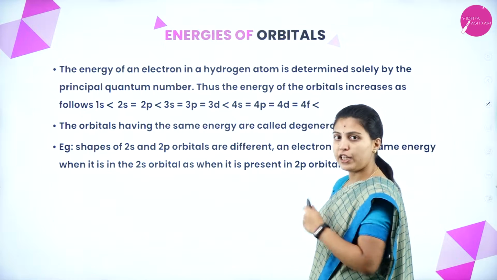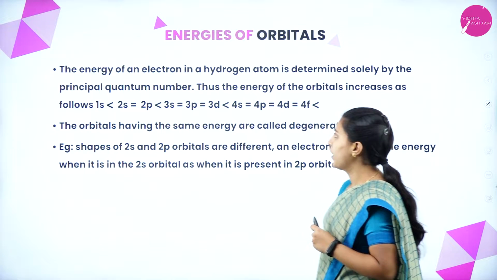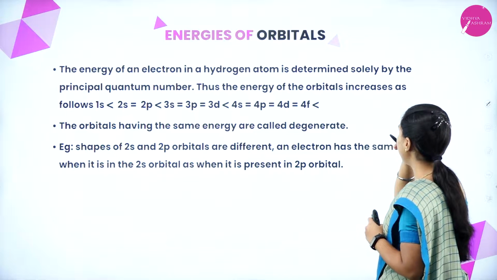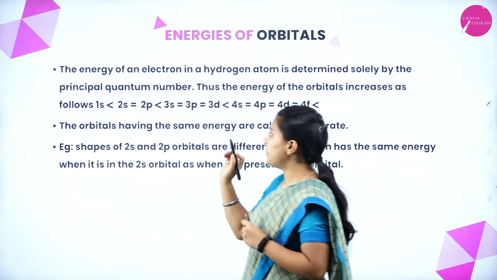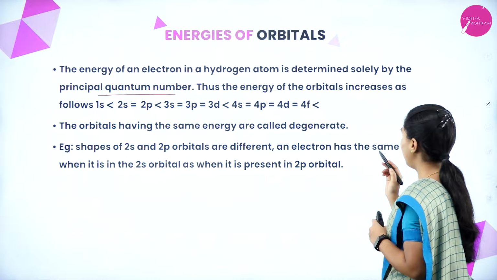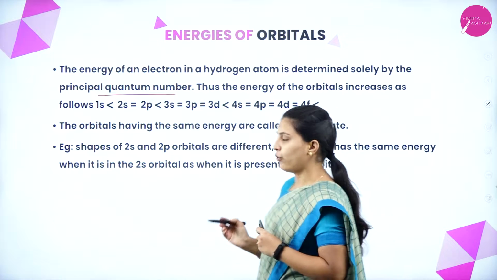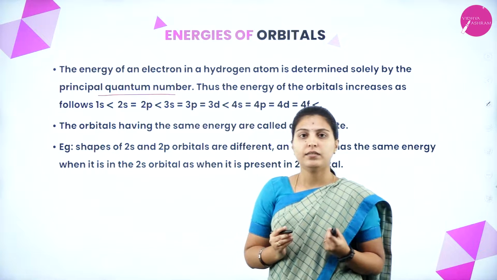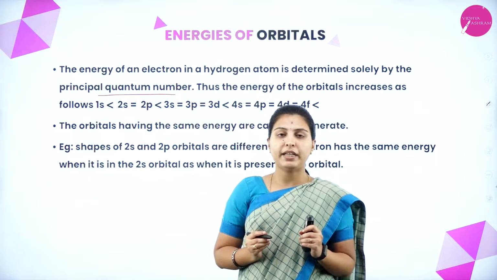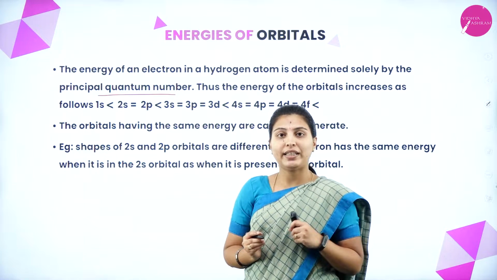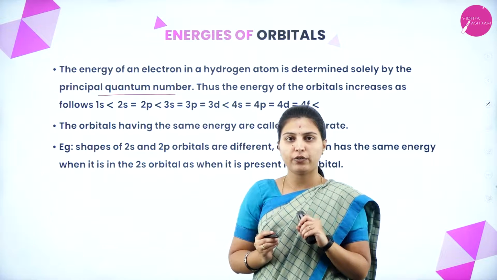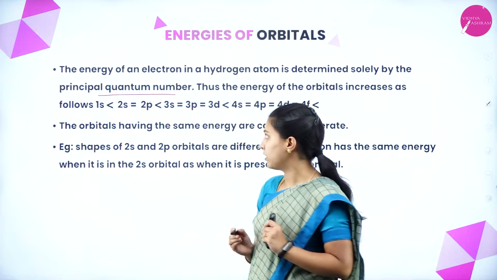Let us see the energy of orbitals. The energy of an electron in a hydrogen atom is determined solely by the principal quantum number. Thus, the energy of the orbitals increases as follows. We have seen in the last session that the principal quantum number determines the energy of a subshell. When the n value increases, the energy of the orbital also increases, right?